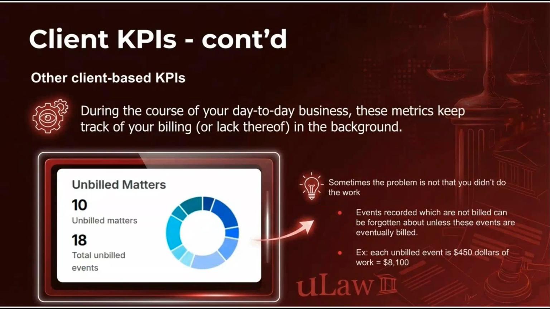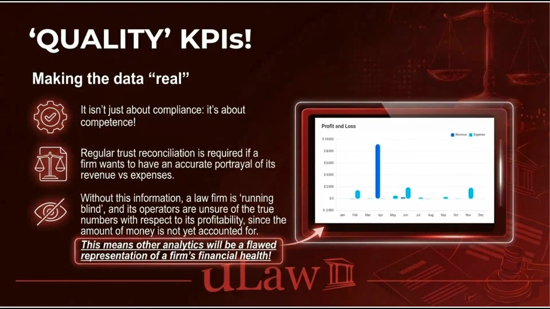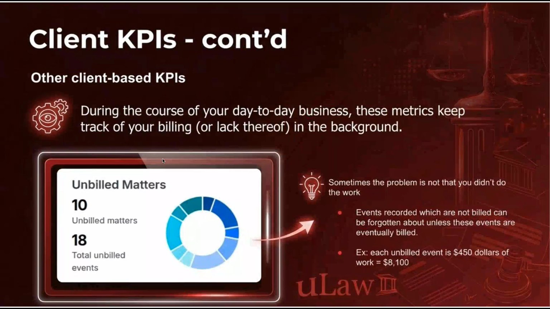You would have events that were recorded but not billed, and events that were billed but money is still sitting in the trust, not moved. So the first one is called unbilled matters. The second one is called pending trust transfers. While you have a total of 18 unbilled matters or events, you have to start paying attention to it.